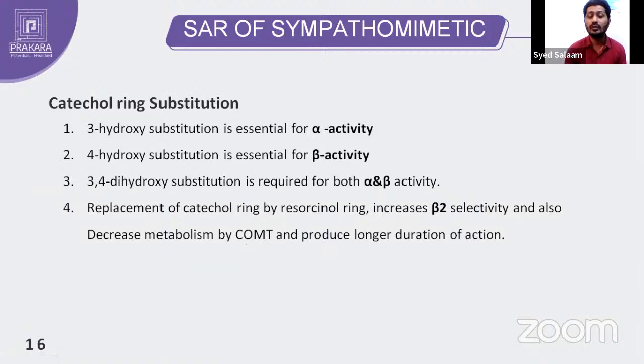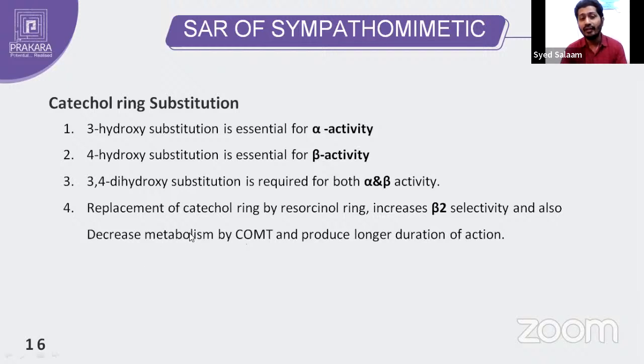3-hydroxy substitution is essential for alpha activity. The receptors connected with sympathomimetics are in the adrenergic system, so we have alpha adrenergic receptors as well as beta adrenergic receptors, which have different activities. The third hydroxyl group on the catechol ring is essential for alpha activity, and 4-hydroxy substitution is essential for beta activity. If you have a catechol ring, it will have both alpha as well as beta activity.